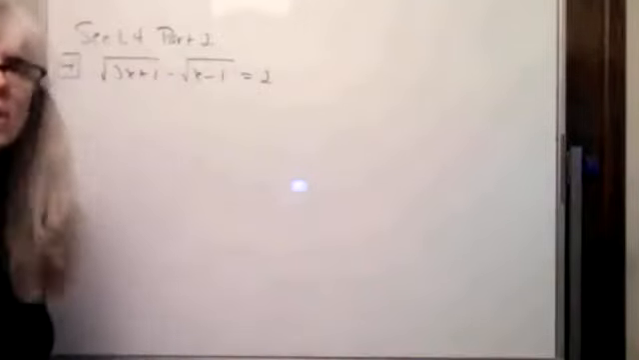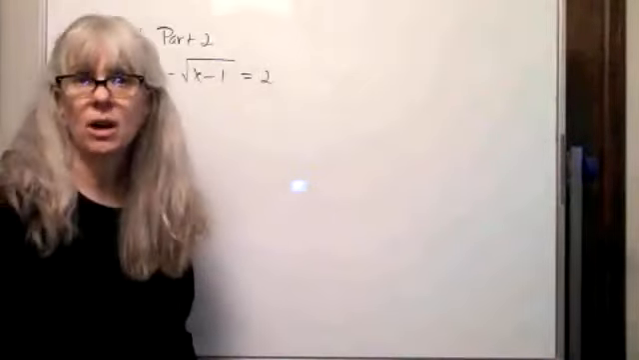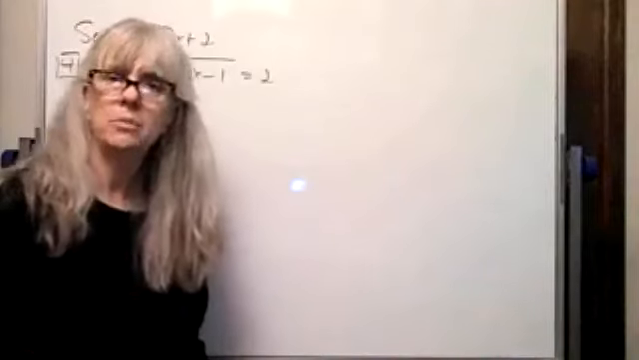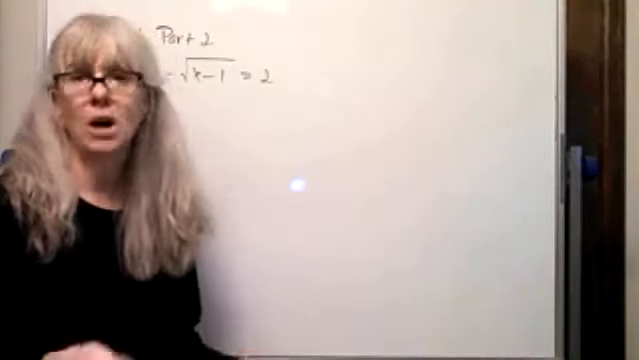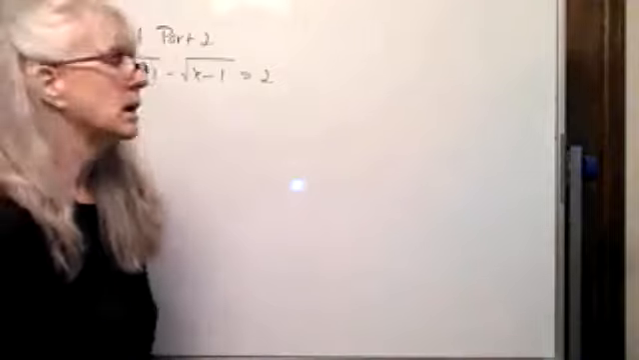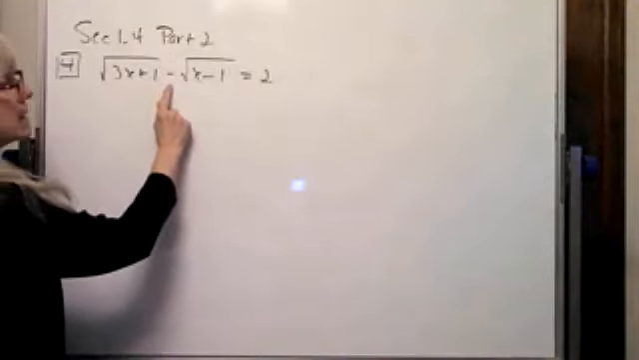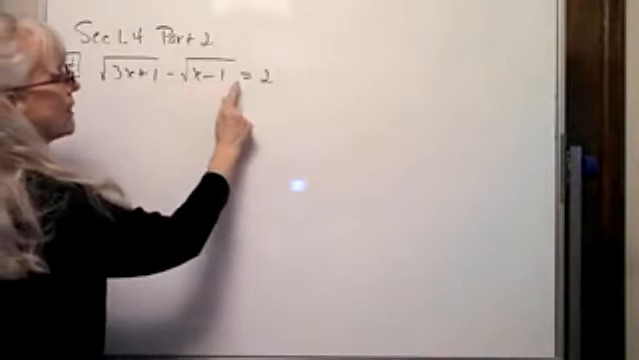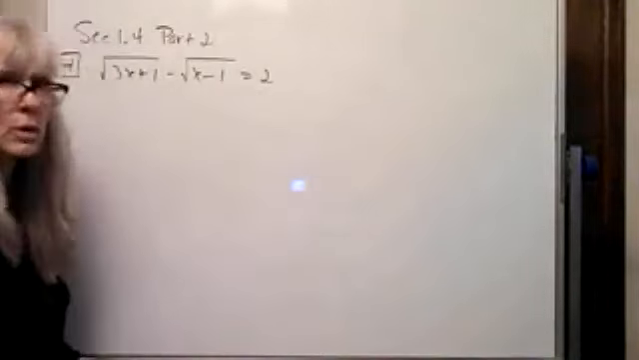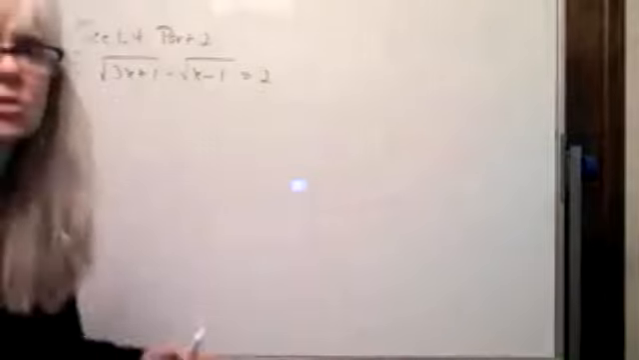In section 1.4, part 2, we continue solving our radical equations. We have 2 more examples involving radicals before we move on to other types of equations. So example 4 has the square root of 3x plus 1 minus the square root of x minus 1, and that's equal to 2.